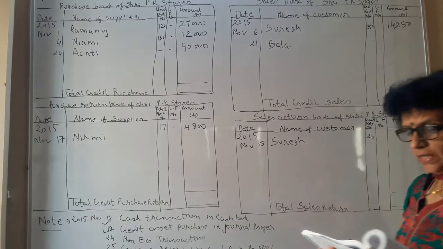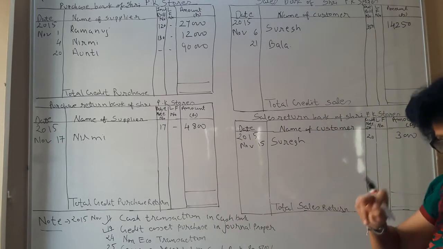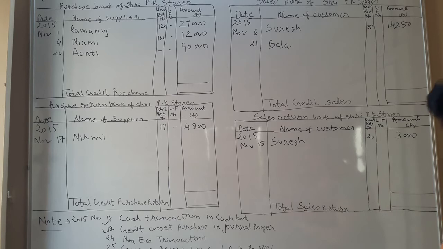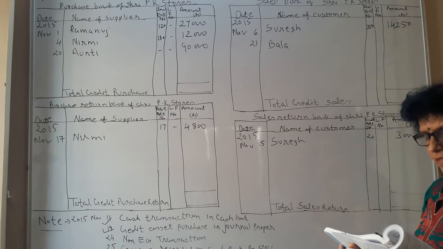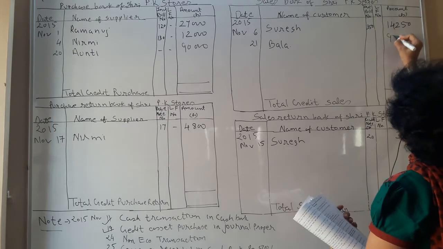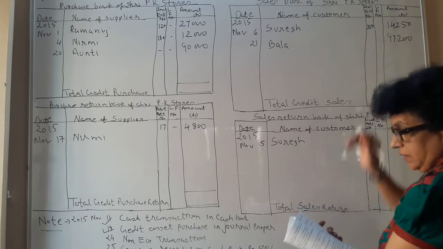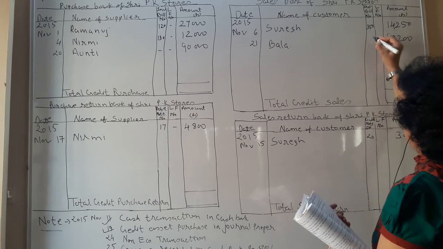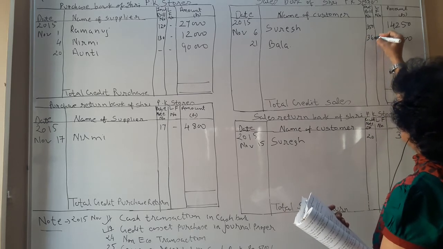The amount you are selling is 1,08,000, and then you are giving a 10% discount. So after deducting the discount, it is 97,200, that is what you are giving, and the bill number is 360.